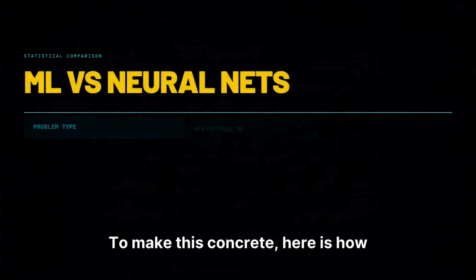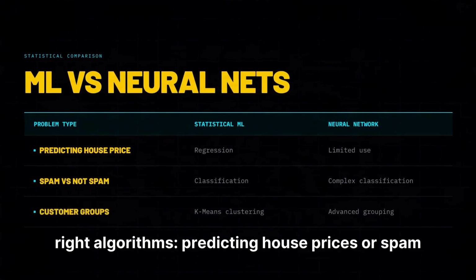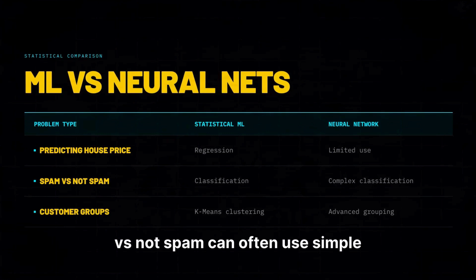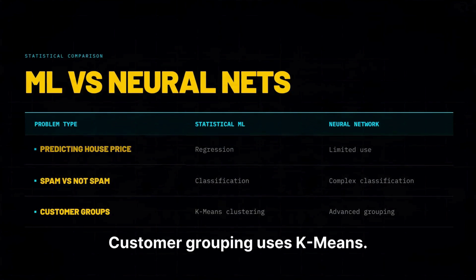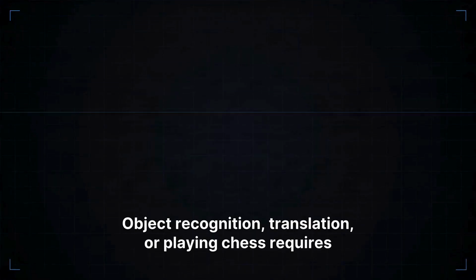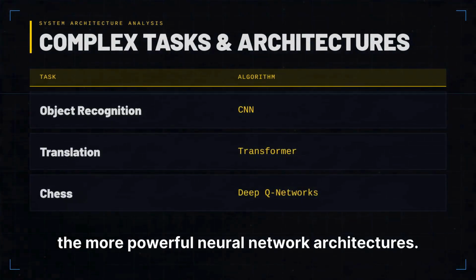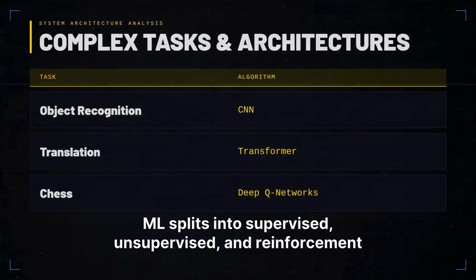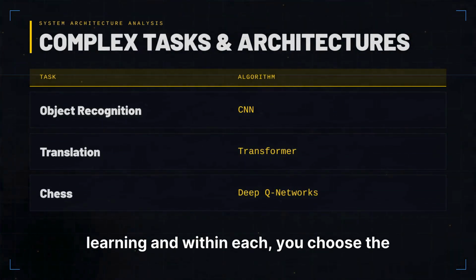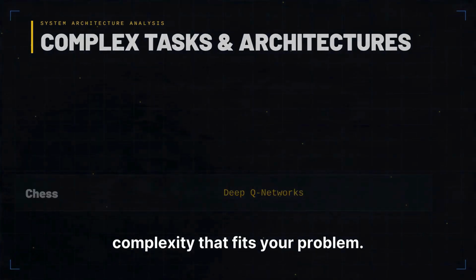To make this concrete, here is how you would match common problems to the right algorithms. Predicting house prices or spam versus not spam can often use simple regression or decision trees. Customer grouping uses k-means. Object recognition, translation, or playing chess requires the more powerful neural network architectures. ML splits into supervised, unsupervised, and reinforcement learning. And within each, you choose the complexity that fits your problem.